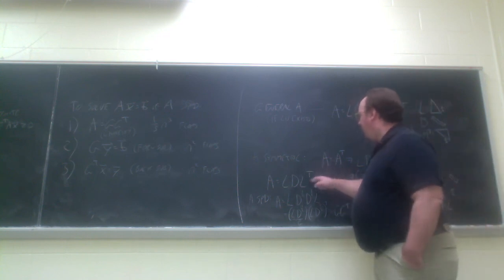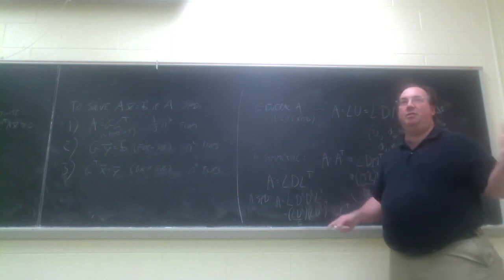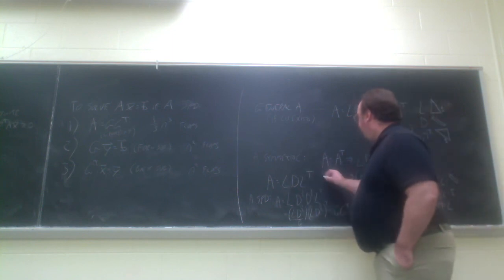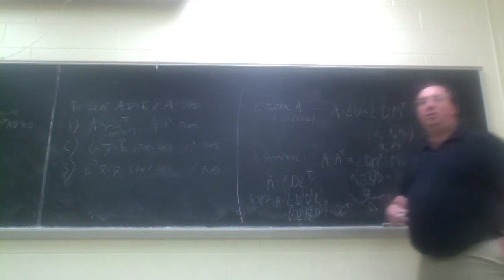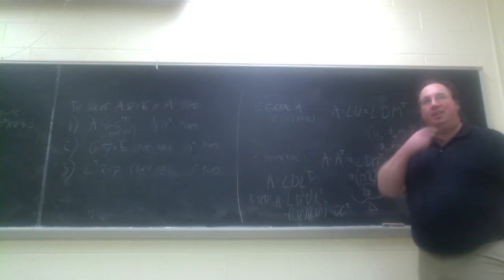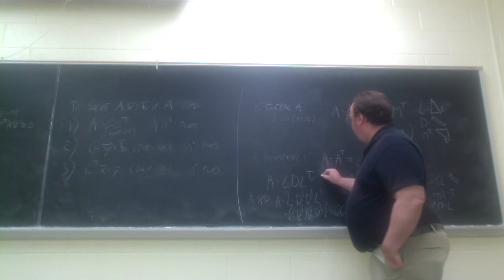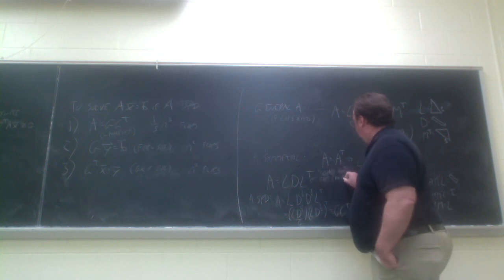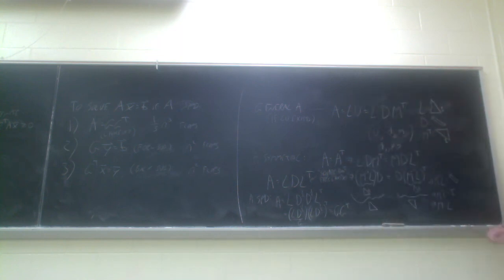For this reason, and I didn't cover this, it's in the notes, the algorithm is given there. It doesn't involve any square roots. And square root, in terms of floating point arithmetic, is actually a more expensive operation than addition, subtraction, multiplication, or division. So this is actually called square root free Cholesky. Some people like to use that.